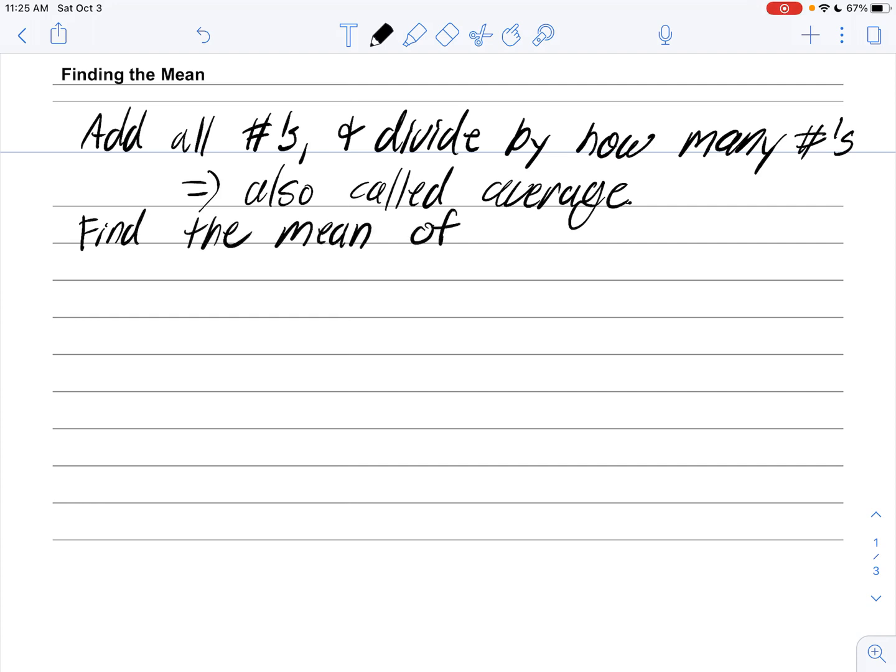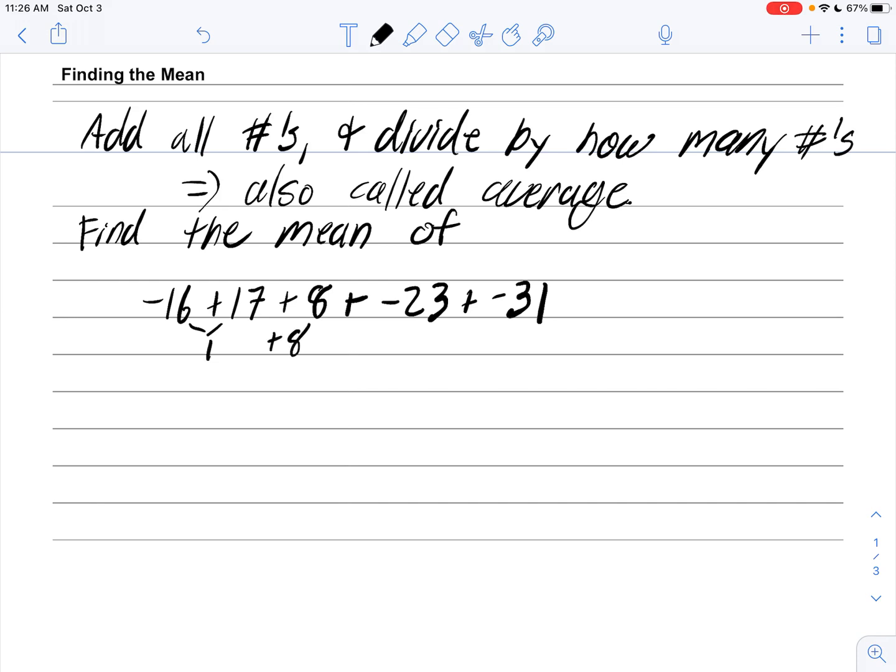Okay? So let's say I asked you to find the mean of negative 16 plus 17 plus 18, plus 8 plus negative 23 plus negative 31. Okay? If I was going to add all these things up, so I will start with negative 16 plus 17. Negative 16 plus 17, that gives me 1.